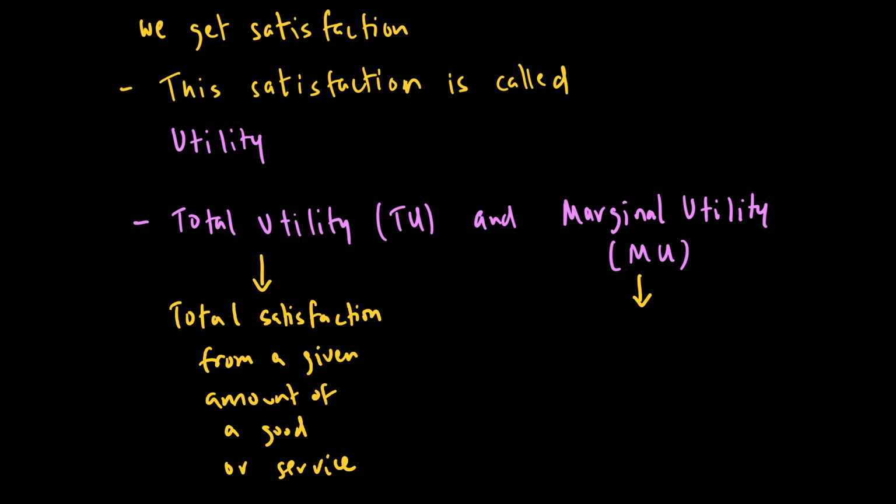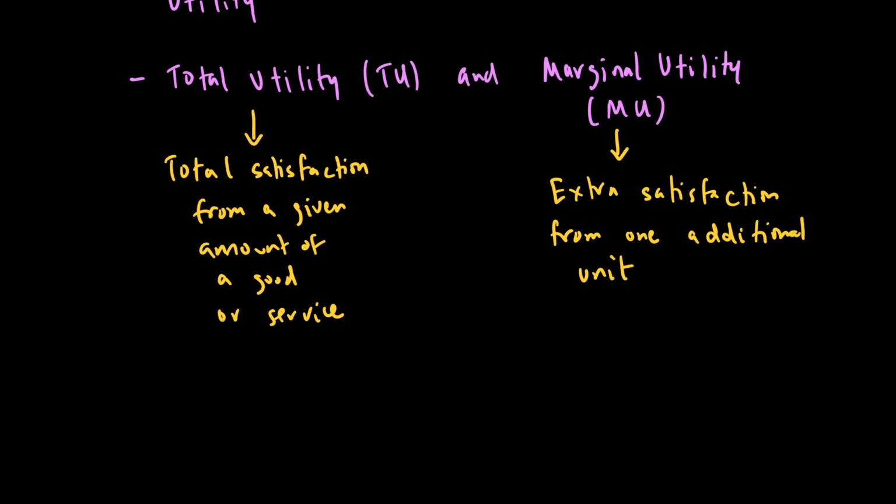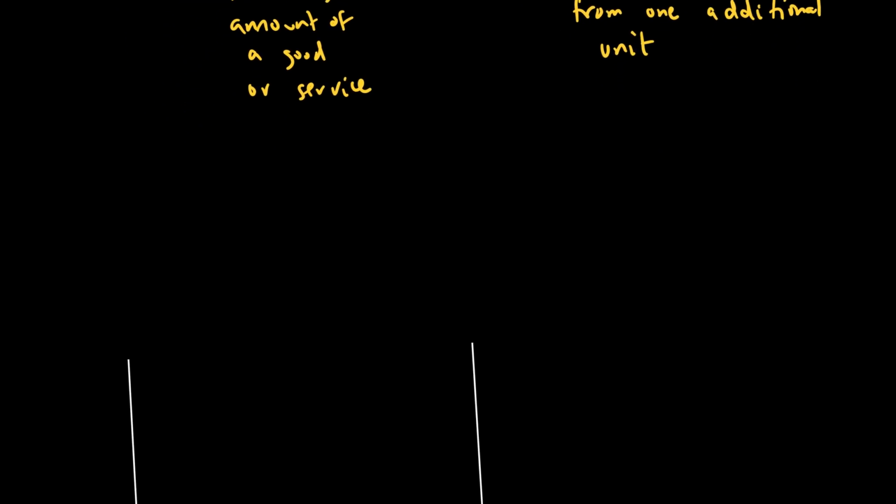The marginal utility, on the other hand, is the extra satisfaction that I get when I consume a good or service. So this is the extra satisfaction from one additional unit, right? So let's look at an example and see how total satisfaction and marginal satisfaction will look like.